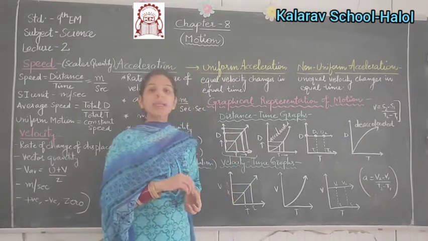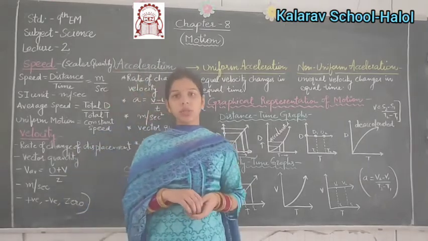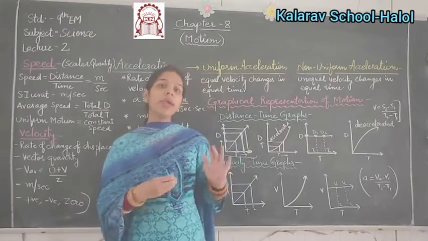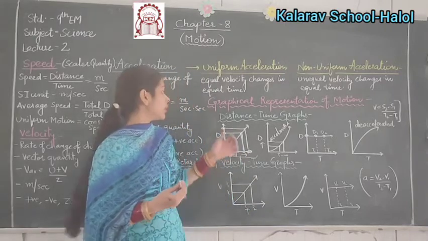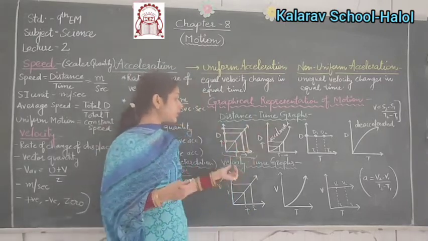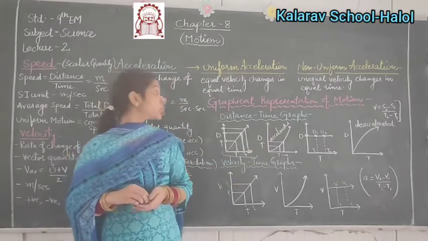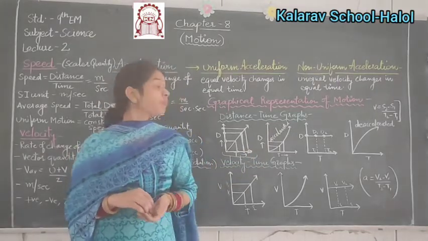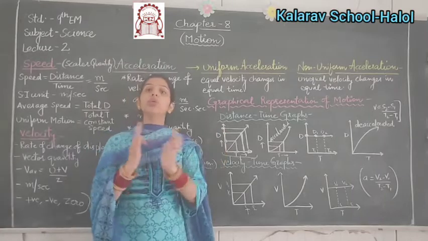The next topic is graphical representation of motion. Here we have two types of graph: the distance time graph and the velocity time graph. In the distance time graph, again there are two types of graph.